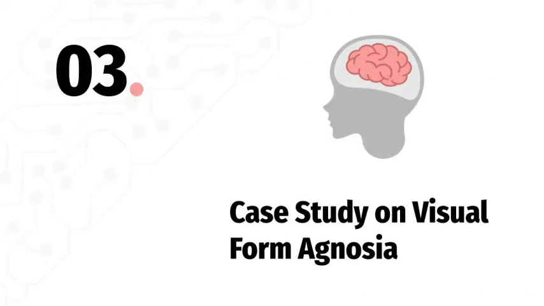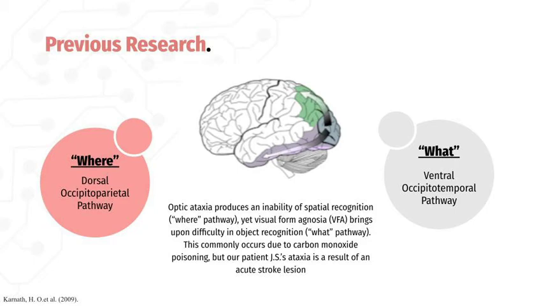Based on previous research, it has been found that there exists a dual stream processing model that connects the ventral occipitotemporal WHAT pathway along the dorsal occipitoparietal WHERE pathway. Those with optic ataxia have an inability of spatial recognition, yet those with visual form agnosia, also known as VFA, conversely find difficulty in recognizing objects.